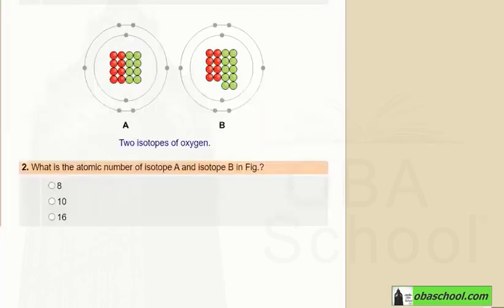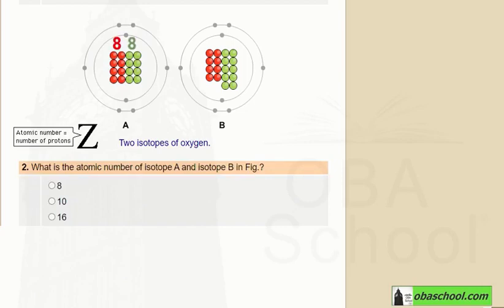Let's examine this figure. These are two isotopes of oxygen. Let's find the atomic number of isotope A and B. So first we have to find which part represents the protons and which one represents the neutrons, so we can find the atomic number. So what's the atomic number? Yes, it's the number of protons inside the nucleus.